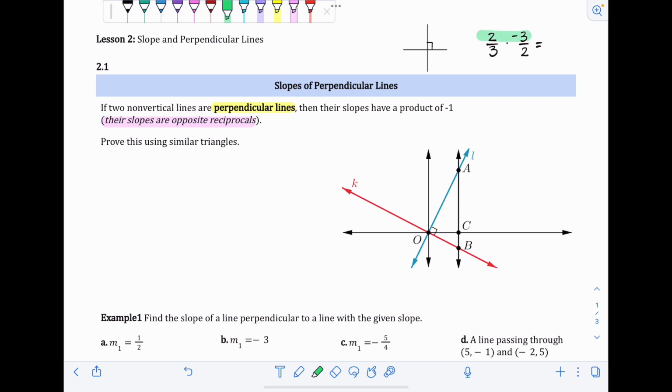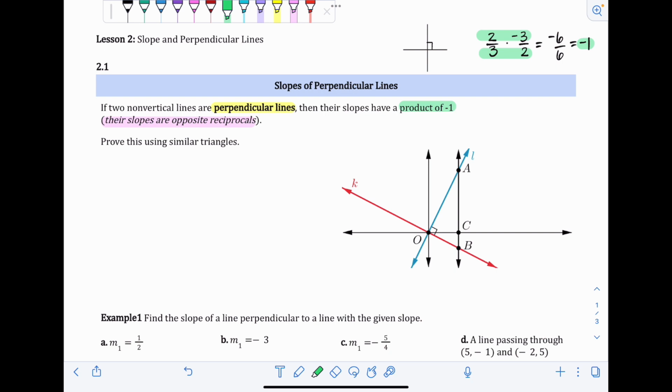straight across. So like 2 times -3 is -6. And then 3 times 2 is +6. And then -6 divided by 6 is -1. So their product was -1. And that's the case for any opposite reciprocals. Anytime you multiply them together, you should get -1.